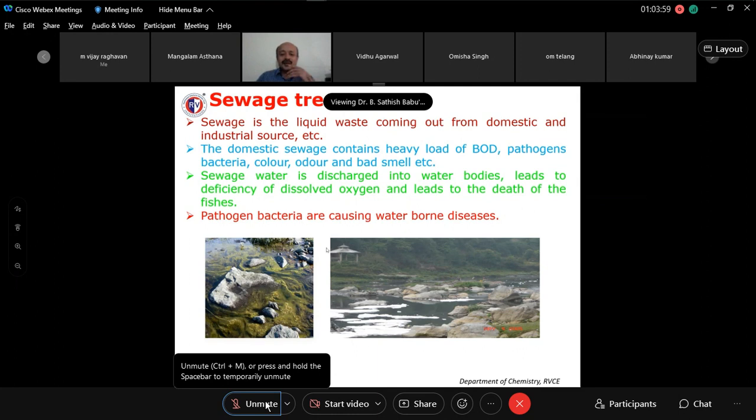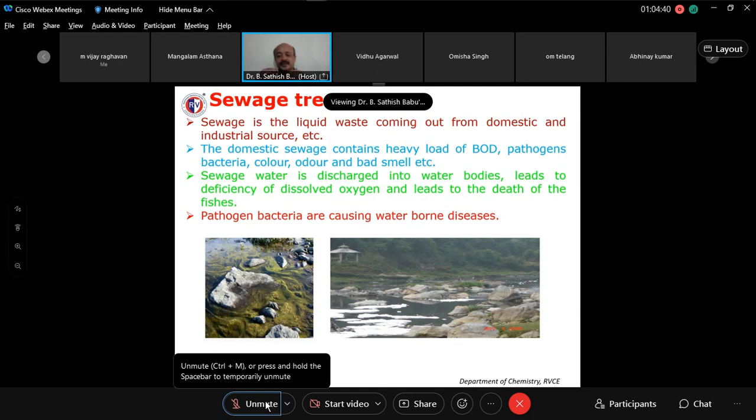See here, this is the pure river water, right? So if we discharge sewage water from household activities and industries into this, it will be polluted. So before discharging the sewage water into the water bodies, you have to treat it first. That means you have to remove at least some 80% of the impurities present in the water. Then you can save your water bodies and your environment.